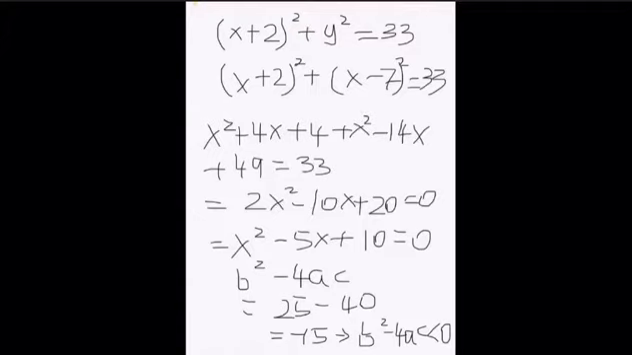And you can use the discriminant to see if this equation actually has solutions. So 25 minus 40 equals negative 15. So b squared minus 4ac is smaller than 0. So there are no real roots, and the line and the circle do not meet.